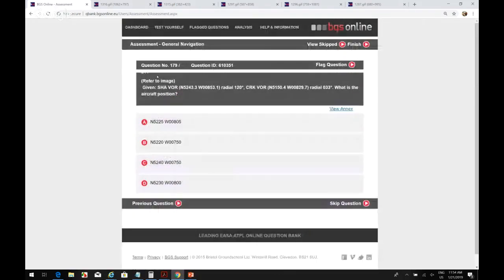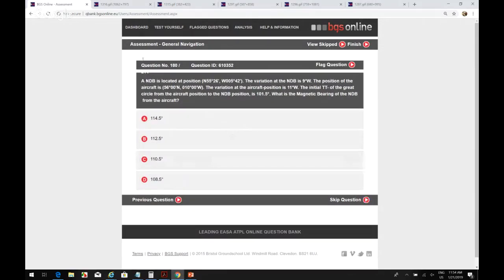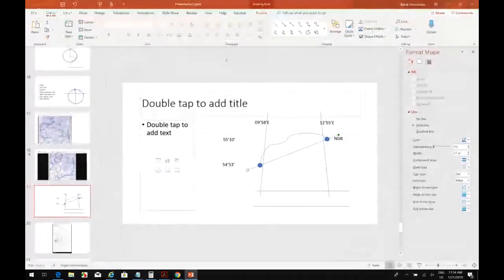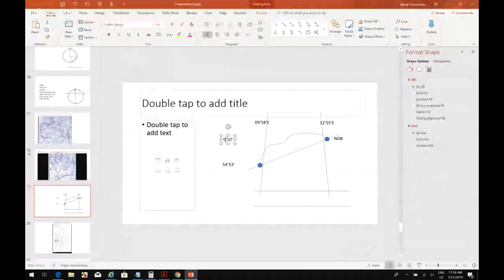Last question before I take a break. Shannon radial, another one of these. Yeah, I know how to do these. I don't need to practice that. An NDB is located at position there, the variation there. It's another one like we just had. Instead of a VOR, it's now an NDB. So 5526 and 56. So it's 56, and that's 5526.